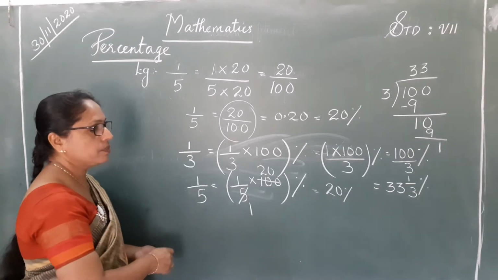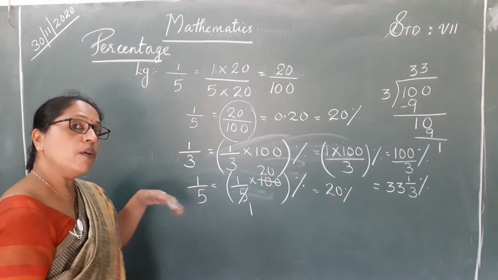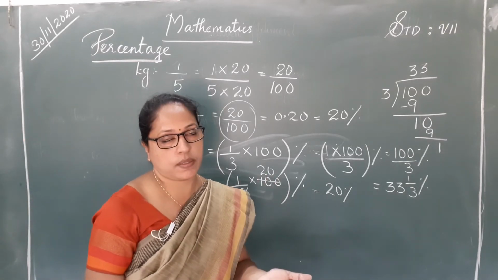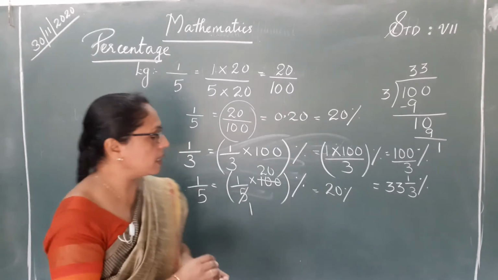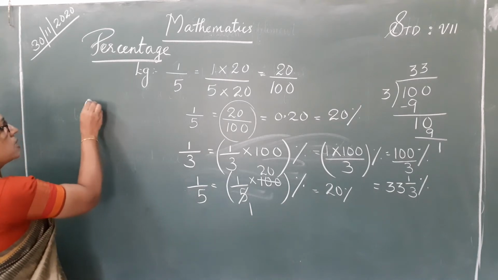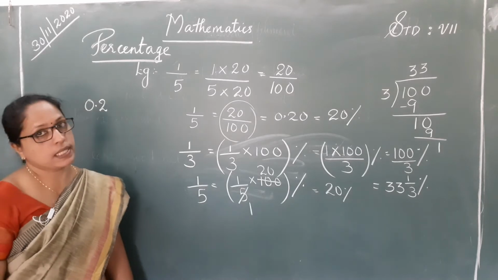So now we have seen fractions. Now we are going to see decimals and ratios. Okay, decimals. How can we change a decimal into percentage? For example, 0.2 decimal. Change it into percentage.